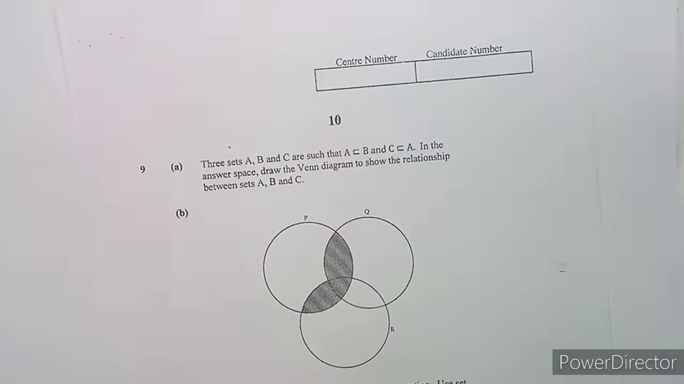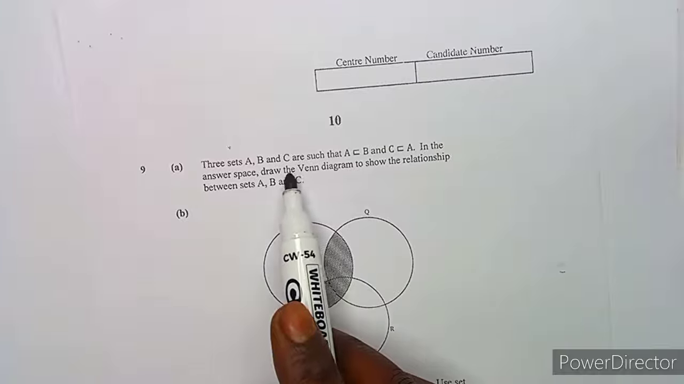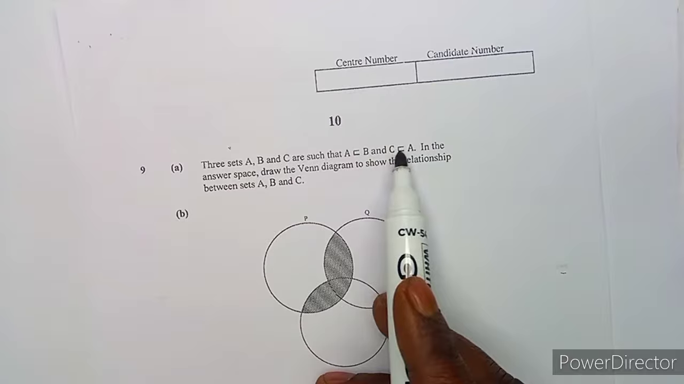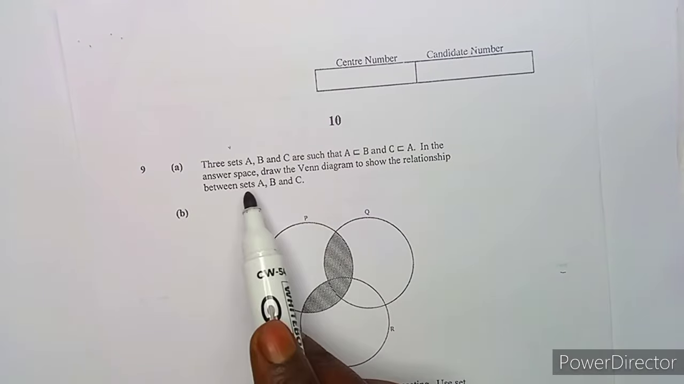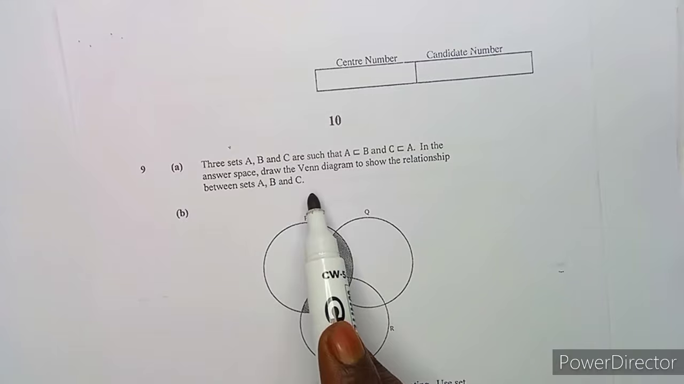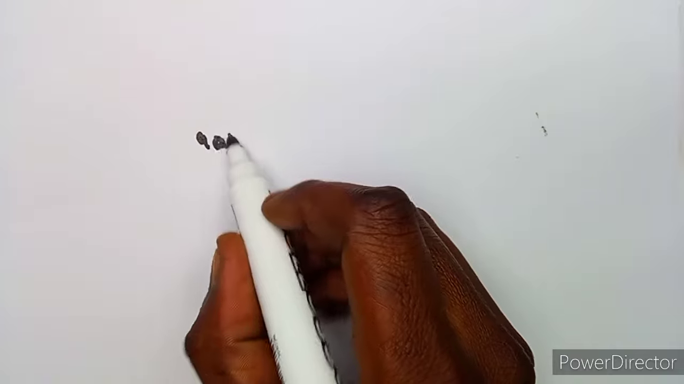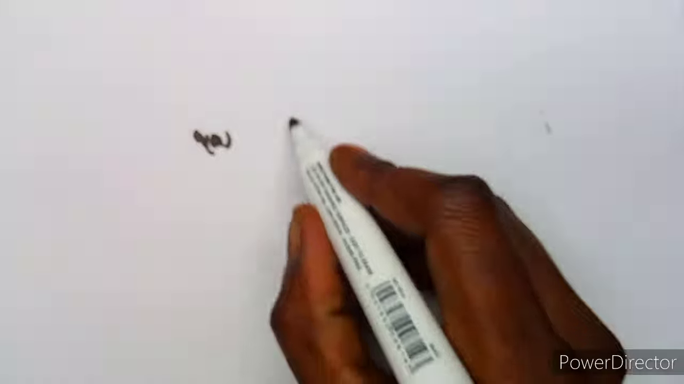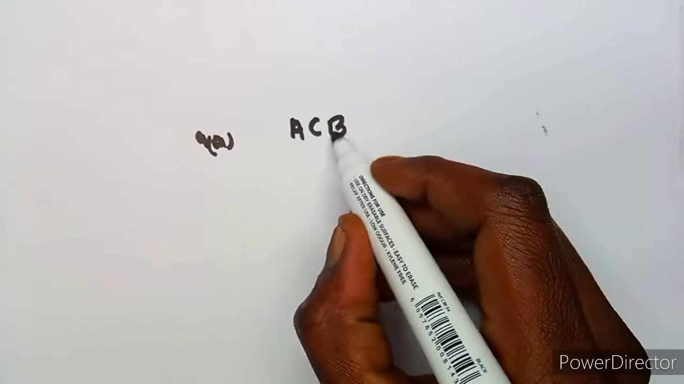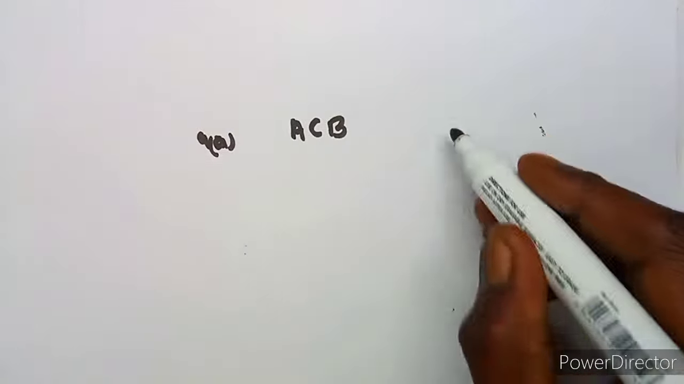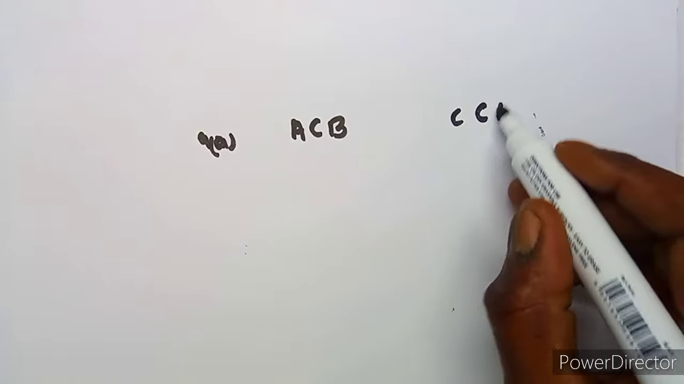Okay, on number 9, we are given that there are 3 sets, which is A, B, and C, and they are such that A is a subset of B and C is a subset of A. In the answer space, draw the Venn diagram to show the relationship between sets A, B, and C. Okay, they are saying that here 9A, we are given that A is a subset of B. Okay, that is A is a subset of B, and also C is a subset of A. Okay, C is a subset of A.